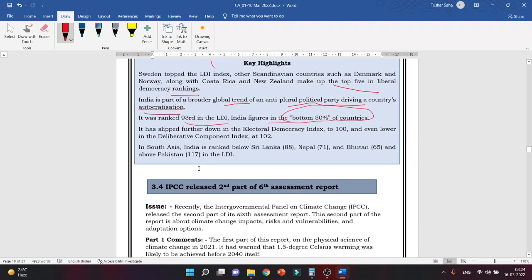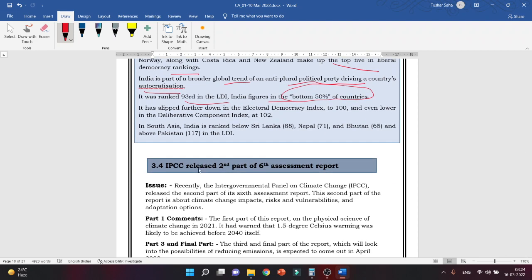Then India has slipped further down in the Electoral Democracy Index to 100, and even lower in the Deliberative Component Index at 102. So in South Asia, India is ranked below Sri Lanka, Nepal, Bhutan, and Pakistan in the LDI, and only above Pakistan.